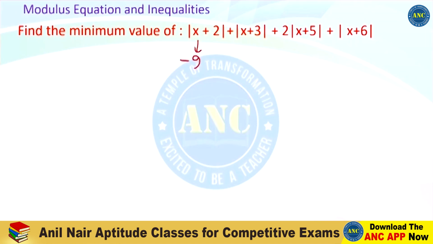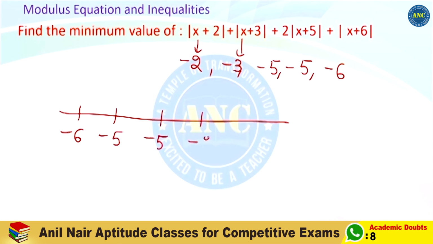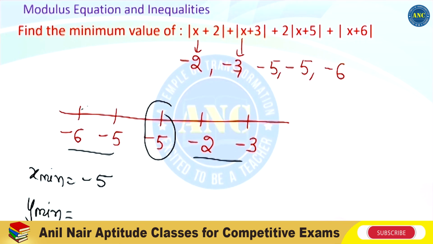So the critical points of x are minus 2, minus 3, minus 5, minus 5, and minus 6. So draw it on a number line. It is nothing but minus 6, minus 5, minus 5, minus 3, minus 3, and minus 2. Now see here. 2 to the left, 2 to the right. So x minimum will be at minus 5. So y minimum will be: this is 1 unit, this 0 units, this 3 units, and this 2 units.